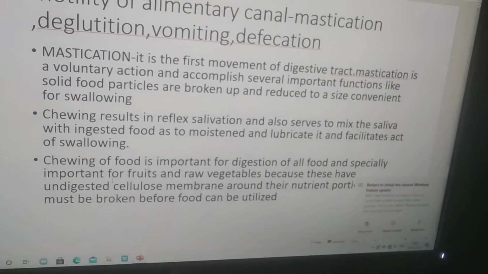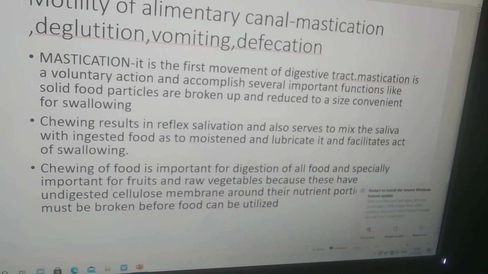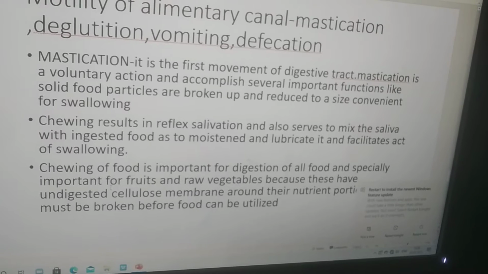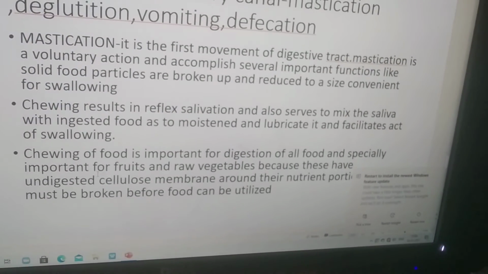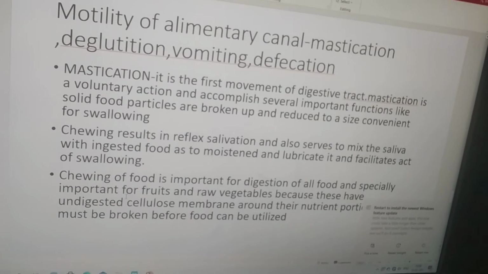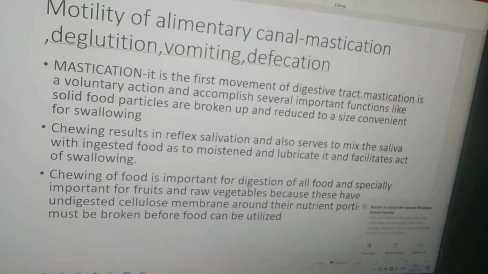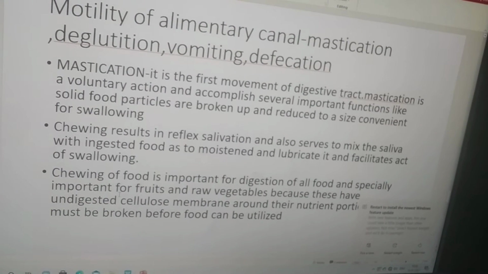Then chewing of food is important for digestion of all food and especially important for fruits and raw vegetables because these have undigested cellulose membrane around their nutrient portion, which must be broken before food can be utilized. This process of mastication is the first movement of digestive tract.